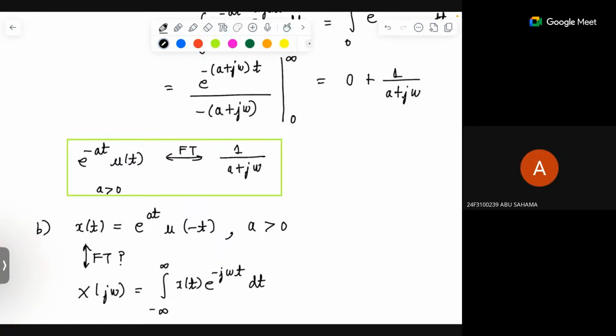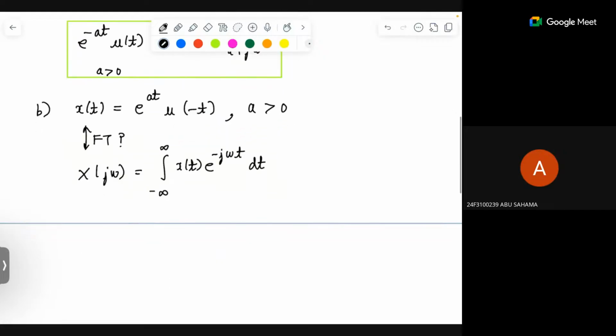Ma'am, is this 1 by a minus j omega? Yes, yes, that's correct. Should I start solving or do you need one more minute? Others? All right. Okay, so Nali got the same. Yes, that's correct. All right, now I will start solving.